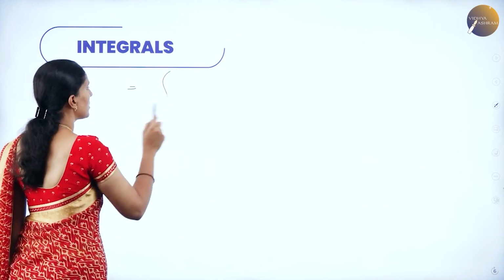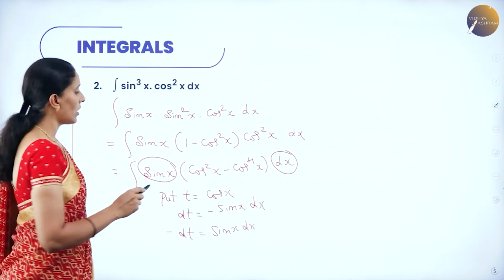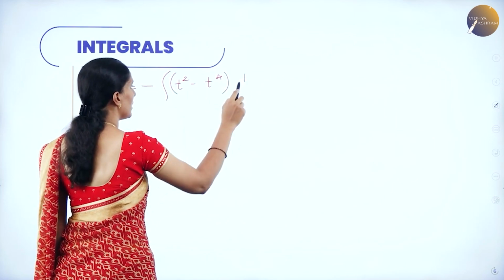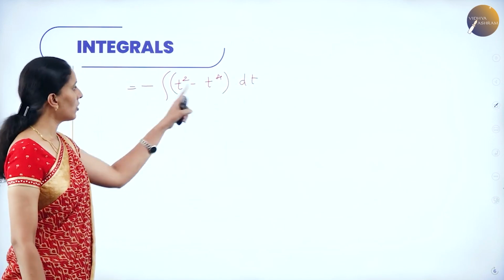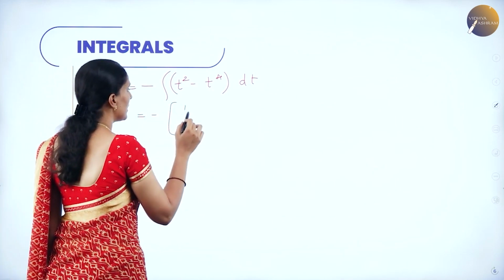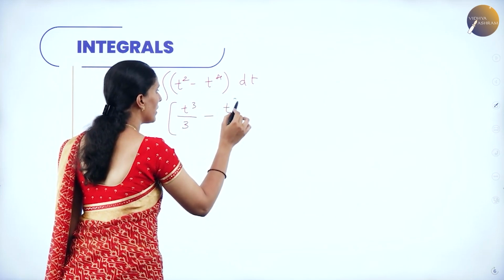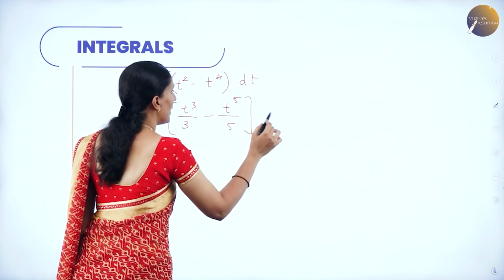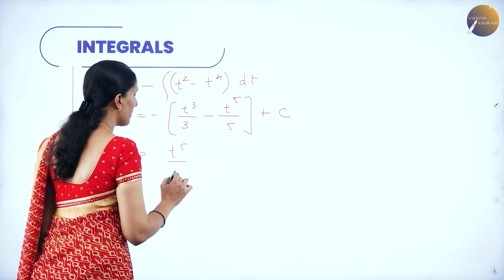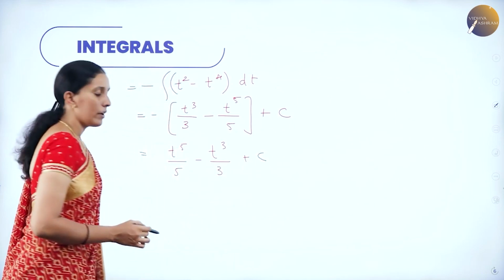So then it becomes integral. We can take minus outside, and in the place of cos we can put t. So therefore this is t square minus t power 4 into dt. Now apply the integral for each term separately. So if you have t square, this is t cube by 3, and if you have t power 4, it is t power 4 plus 1, that is t power 5 by 5, plus c. Now replace back, or you can take t power 5 by 5 minus t power 3 whole divided by 3 plus c. Replace what is t.